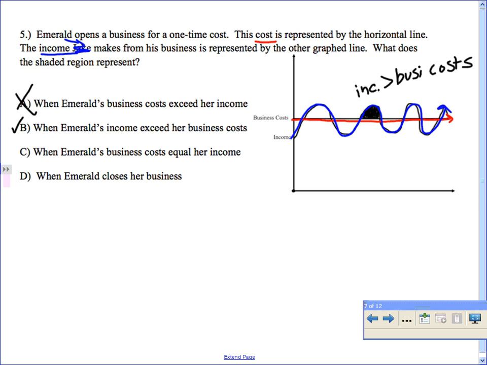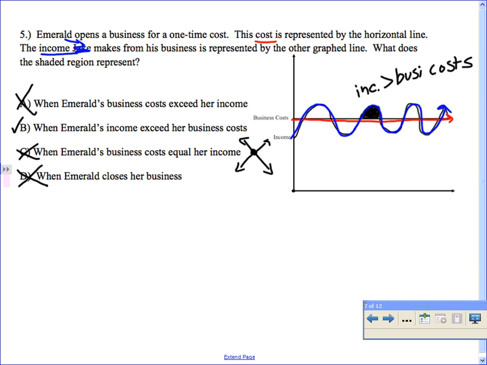C says when Emerald's business costs equal her income. C is not right. If it was equals, the graph would be something like this, where they would meet in one spot, and they would ask you about what that one spot or that 1 point means. So C is not right. It doesn't exactly equal it, so it's not C. D says, when Emerald closes her business. If the income that she's receiving from the business is greater than the costs of the business, that doesn't mean she's going to close her business. So D is not right.